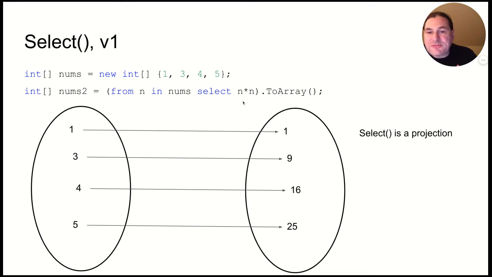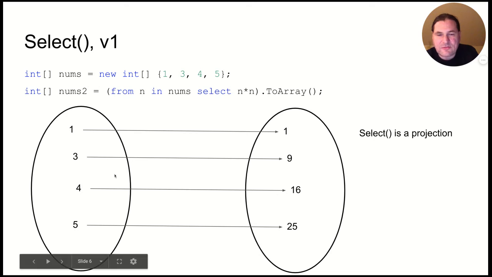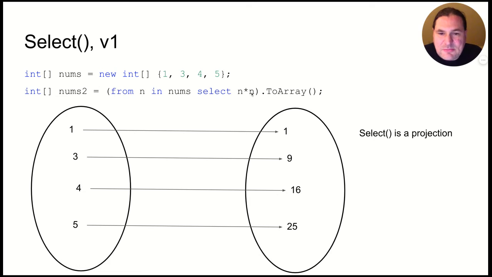Now, if you're familiar with SQL, this looks a lot like SQL syntax for doing a select query. But that's not the only way to think about it, but it's certainly a way to think about it. And if you're not familiar with SQL, let's think about what we're saying. Let's break this down. We're saying from n in nums, so basically go through each n that's in nums. So n is going to be 1, then 3, then 4, then 5. Select n times n. So this is the function n times n that we're going to apply.